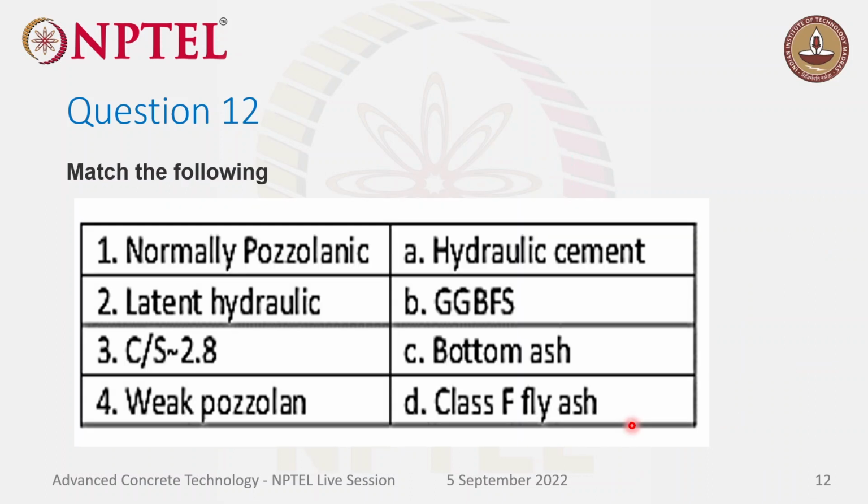Okay. Now let's move to question 12. This is going to be a match the following question. It's very simple as well, because here you have to just find out, out of these options, which is normally pozzolanic, and then what is latent hydraulic, and then which will have calcium to silica ratio in the range of 2 to 2.8, then what is weak pozzolan. I've just explained, GGBFS and class C fly ash have calcium in it, so it exhibits both responses. So please give your answer in the chat box.